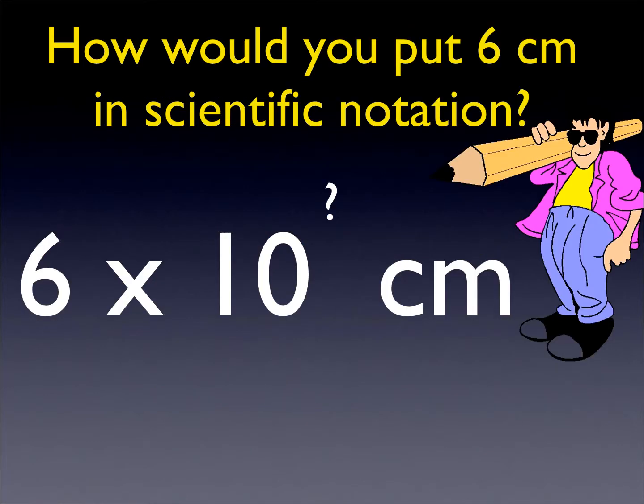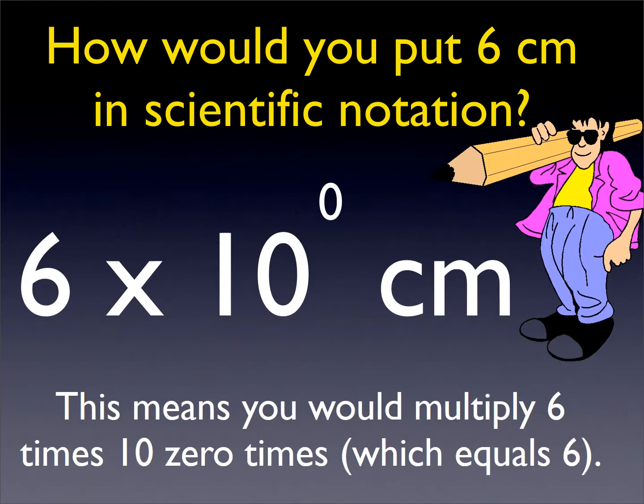So how would you put 6 centimeters in scientific notation? Sounds stupid, but you need to understand that any number with an exponent of 0 is 1. So you can always put that in your calculator: 10 to the 0 power is 1. That means you move the decimal over 0 times, which makes sense because you're not moving the decimal. So 6 centimeters is 6 times 10 to the 0 power.